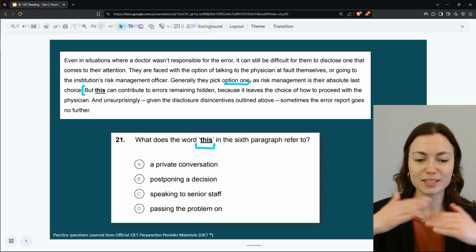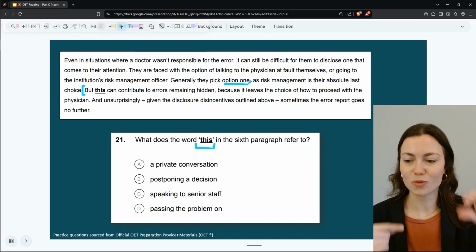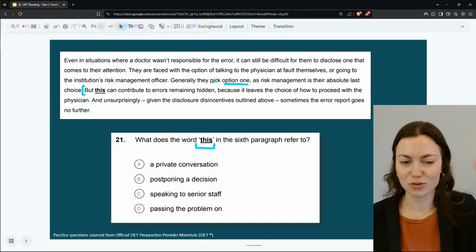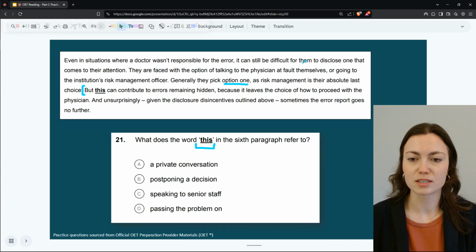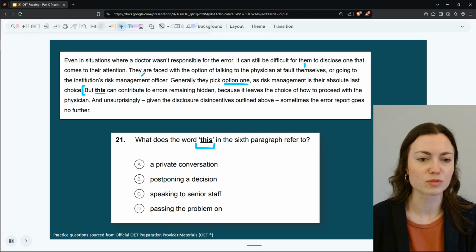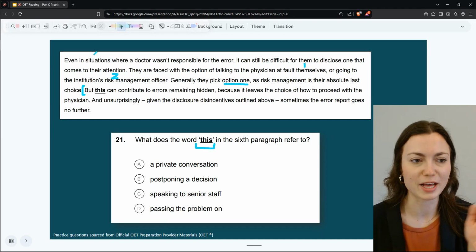Okay, so we're building here. This points back to the previous sentence. Option 1, we have to go back further to find out what is option 1. They are faced with the option of talking to the physician at fault themselves. So that is number 1. Or going to the institution's risk management office. Option 2. Okay, so then let's go back to the very beginning to make sure we have this context.